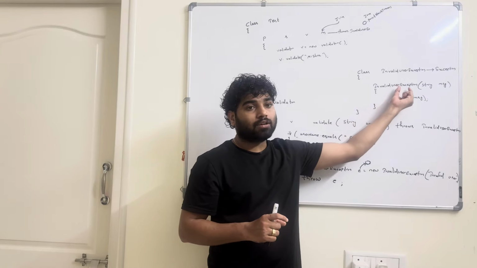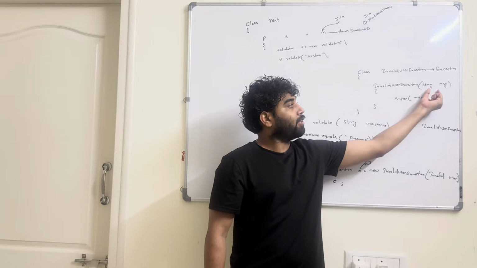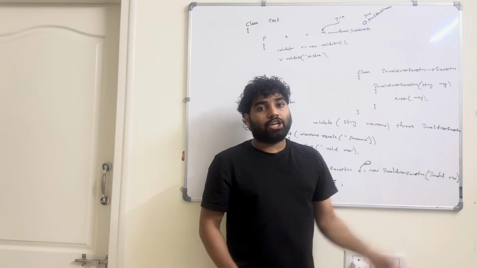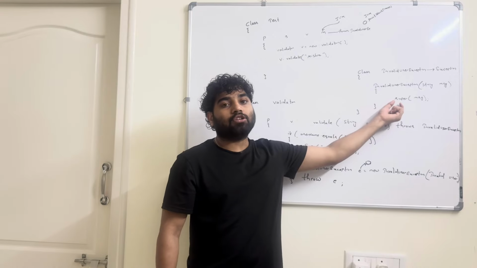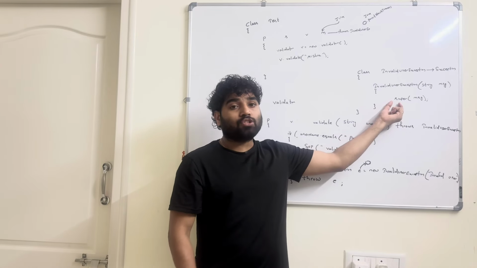Now here itself, what do I need to do again? We need to define the constructor, by passing the parameter as a string message. Inside this constructor, we need to call the super. Why do we need to call this super here?